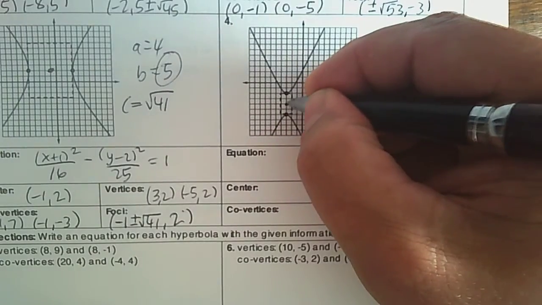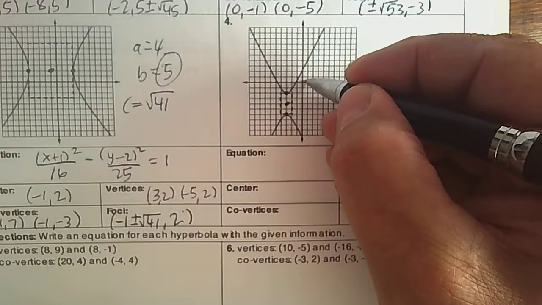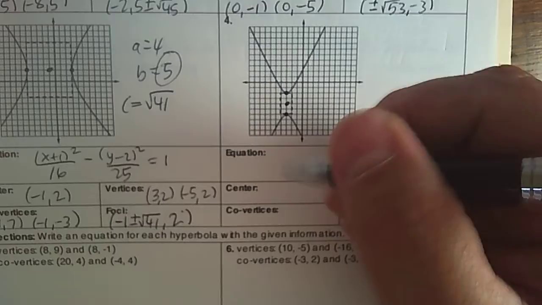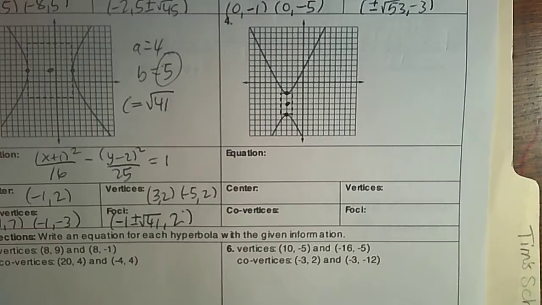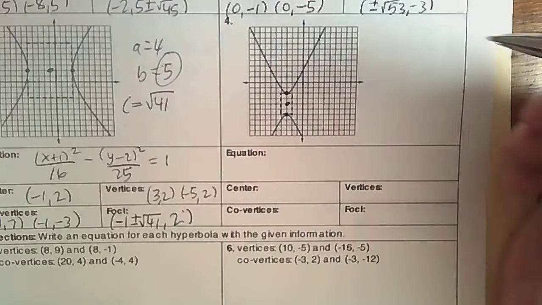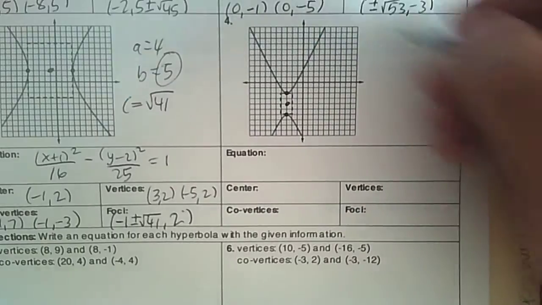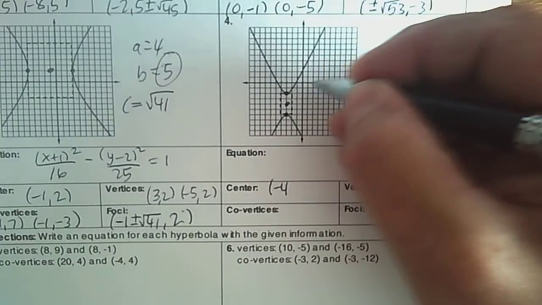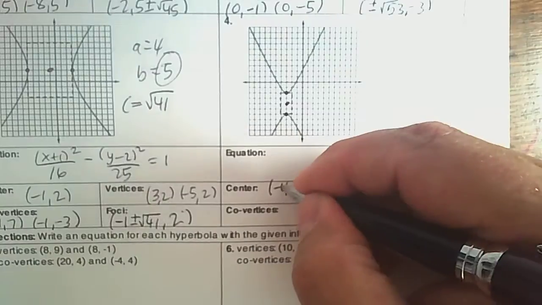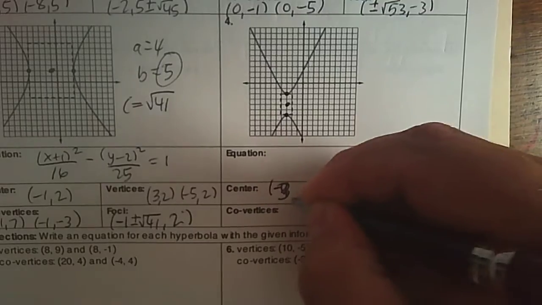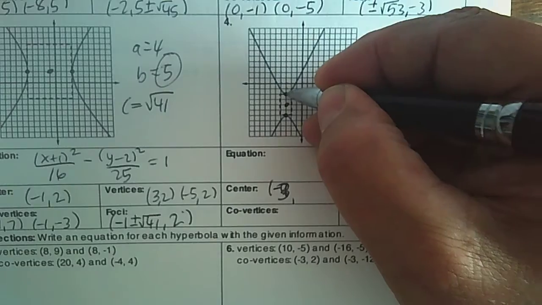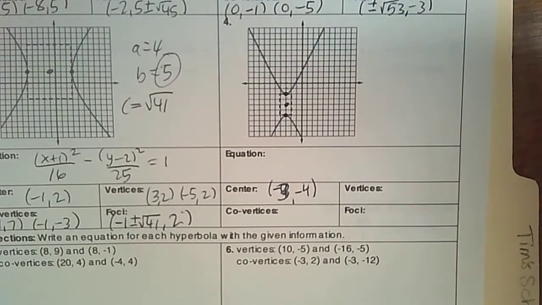From the graph, where's the center? There it is. The center, count from the origin. How many left? How many down? Negative, negative. So 1, 2, 3, 4. So the center is at -4. Those are 3. 1, 2, 3. -3. And how many down? 1, 2, 3, 4. So at -3, -4 is the center.